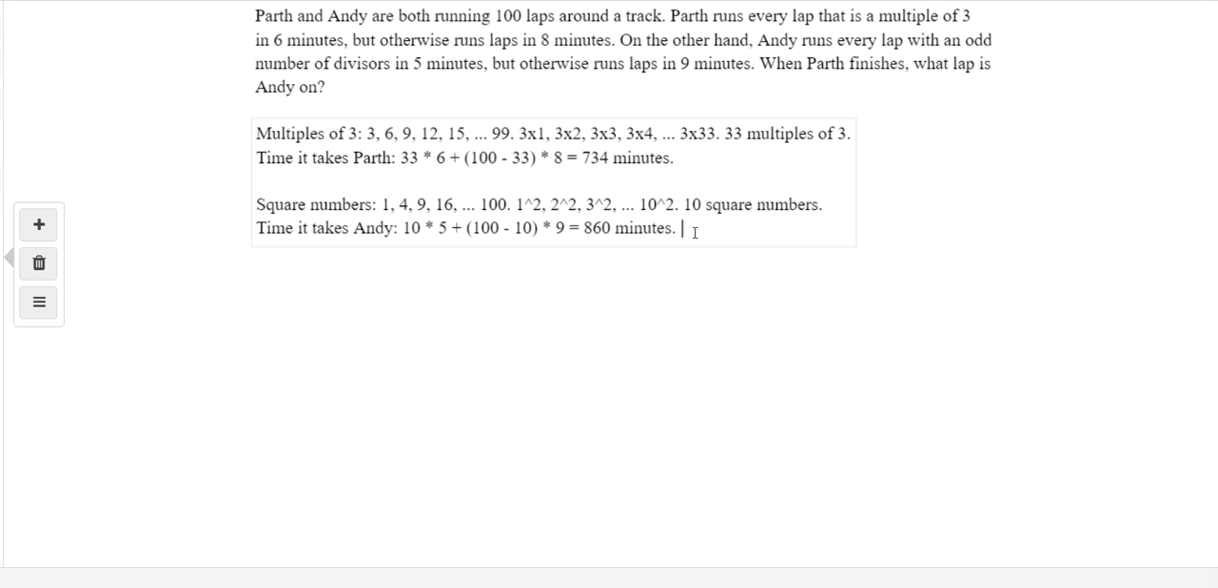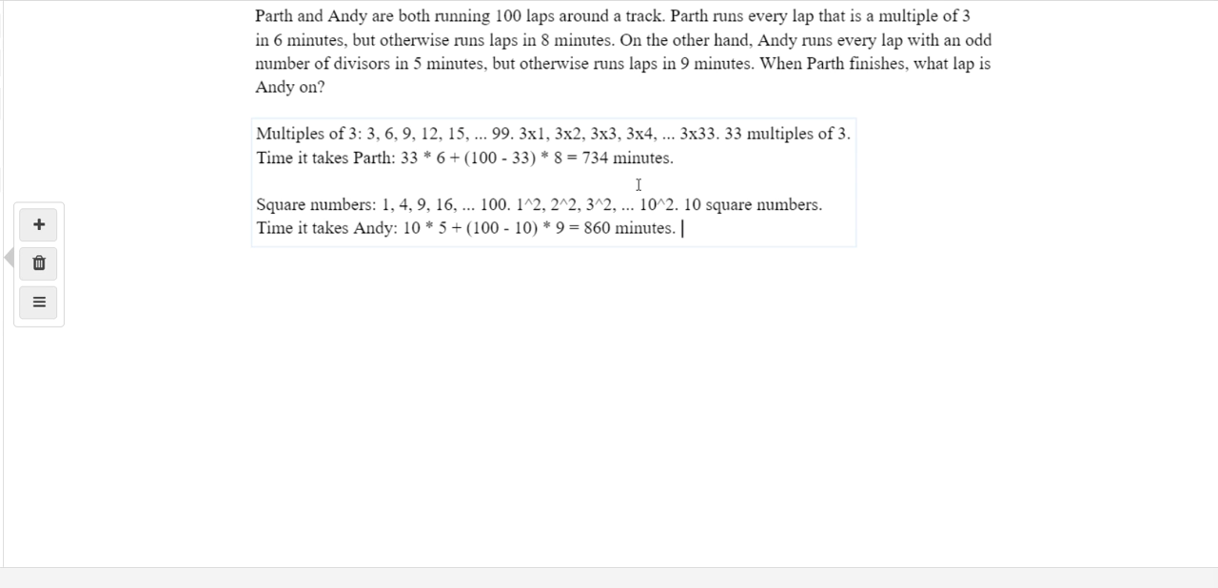But that's going to take a lot of time and a lot of effort, because we notice that 734 is really close to 860. So what this means is that Andy has already run a significant amount of laps. So if we're going to try to do this calculation, we're going to have to take a big number of laps, perhaps like 80 or 90, and guess from there. And that's not a lot of fun. So we want to take another approach.